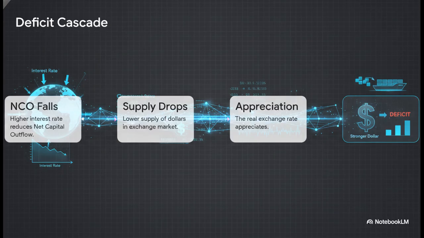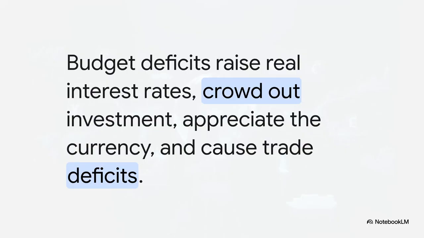And finally, step 4, because the dollar is stronger, domestic goods are now way more expensive for foreigners to buy. That inevitably pushes the overall trade balance straight toward a deficit. So, to summarize our first simulation: when a government runs a budget deficit, it sets off a massive chain reaction. It raises real interest rates, which crowds out domestic investment. That higher rate causes the currency to appreciate, which then pushes the trade balance toward a deficit. It's an absolutely flawless, interconnected macroeconomic feedback loop.